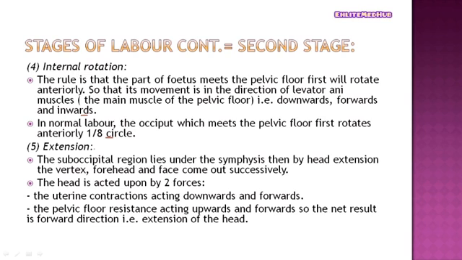Fifth is extension. The suboccipital region lies under the symphysis, then by head extension, the vertex, forehead and face come out successively. The head is acted upon by two forces: the uterine contractions acting downwards and forwards, and the pelvic floor resistance acting upwards and forwards. So the net result is forward direction, that is extension of the head.